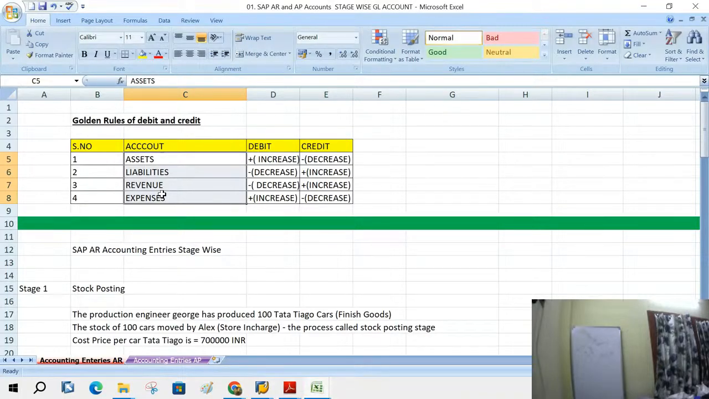Now, what is asset? What do you understand by asset? Any belonging of the company is asset. Why are you taking so much time, Chachi? Any belonging of my company is called as asset. Yes or no? What is my asset?